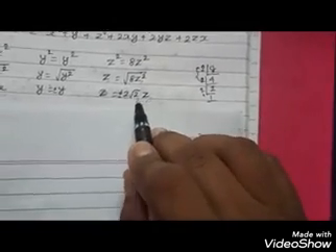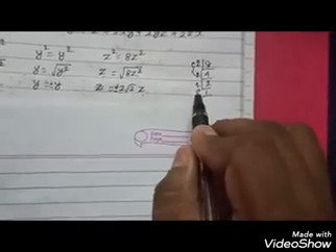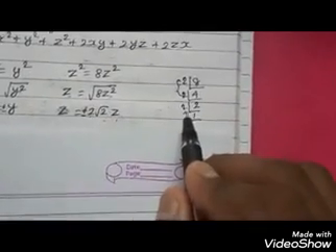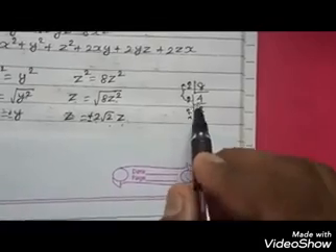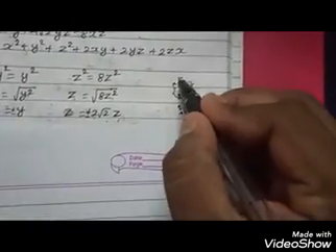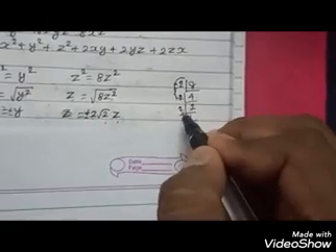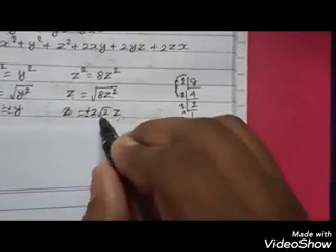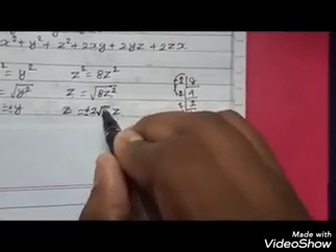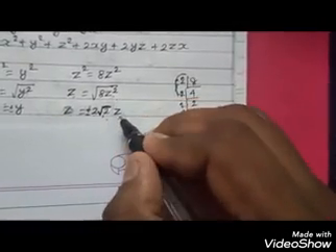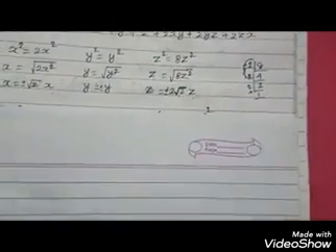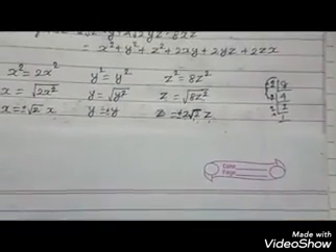How does it become 2 root 2? So 3 2s are there. For square root we have to take 1 out of 2. So out of these 2s I have to take 1, and 1 remaining 2 is there. So I write it like this: square root 2, and z square can be written as z. So now we get the values of x, y and z.